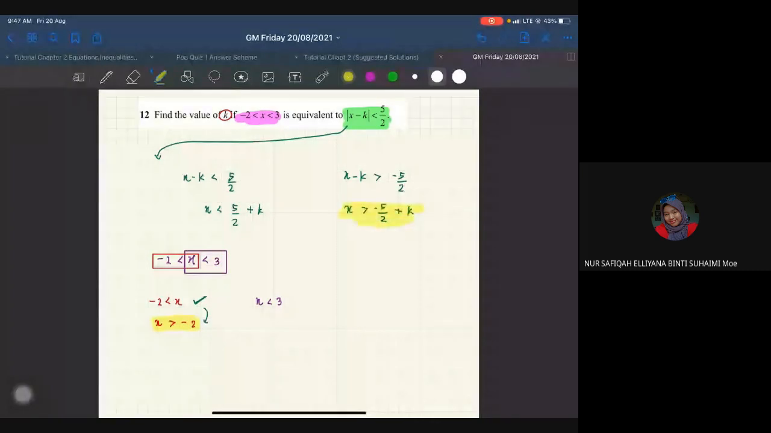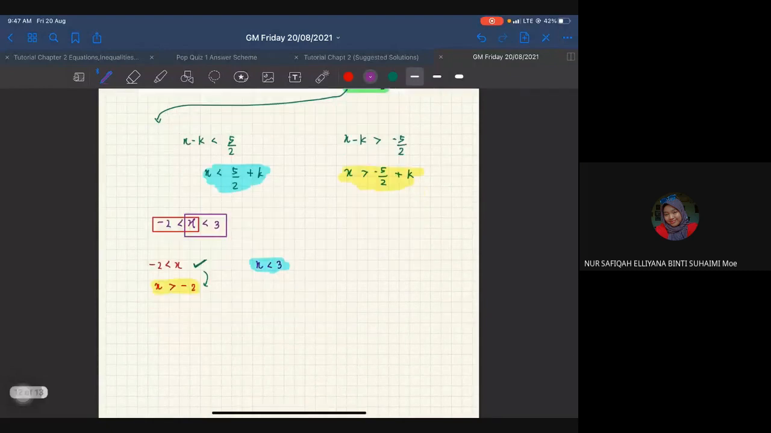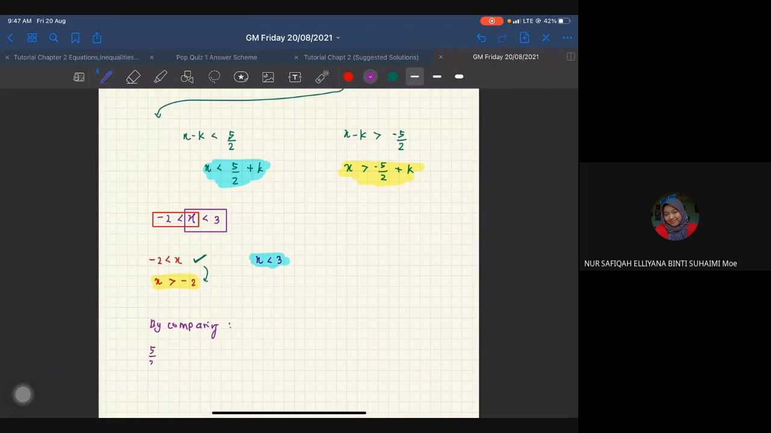Okay, so untuk yang warna biru dulu, so the less one tu, so bila compare, by comparing, so you have 5/2 plus k is equal to 3. Okay, so awak nak cari k tu apa? So, just hilangkan 5/2 di sebelah kiri. So, you will need to minus. So, 3 minus 5/2 dapat berapa? 1/2. So, your k is equal to 1/2.